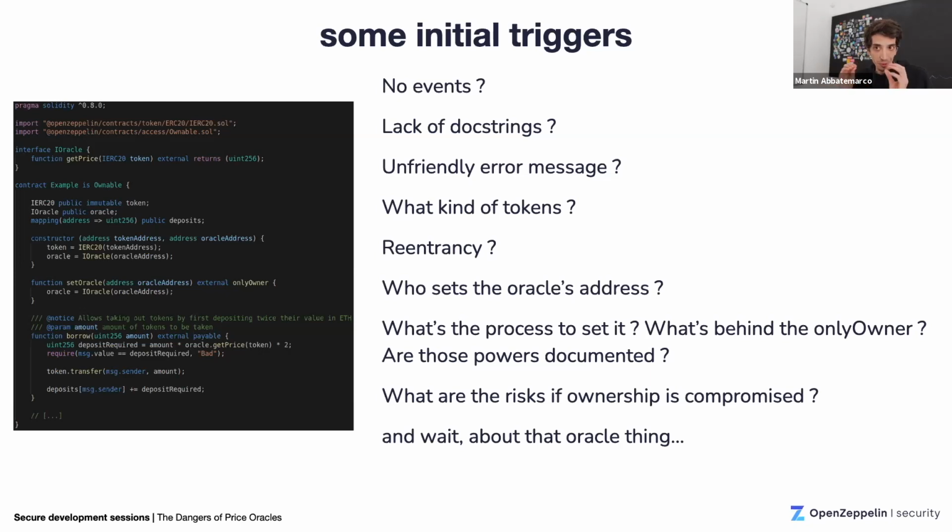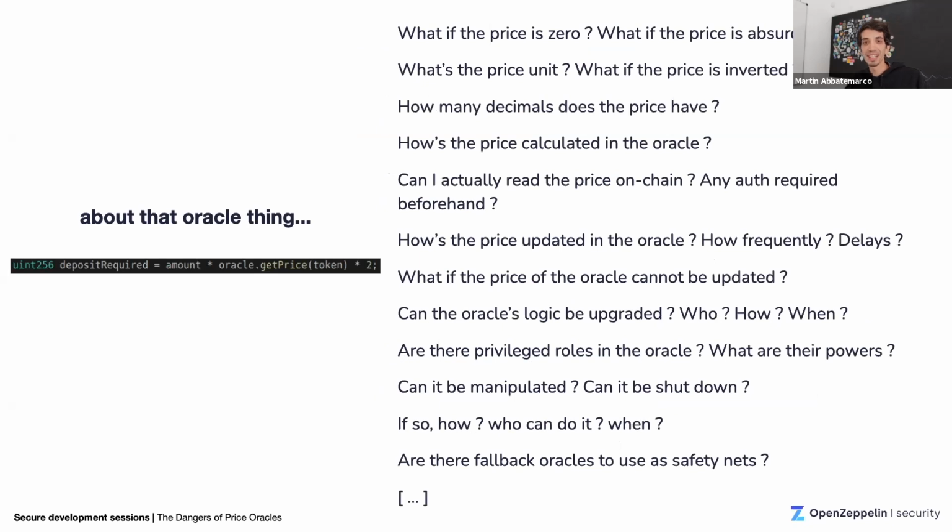And there is one specific line that says oracle.getPrice. So let's see some more things about it. Just in one single line of Solidity code, we can ask many things. So I can start with what happens if the price is 0? What happens if the price is really, really large? What's the price unit actually returned by the Oracle? What happens if the price for an asset that you're querying is actually inverted? How many decimals? How's actually the price calculated in the Oracle? Does that matter for this case or not?